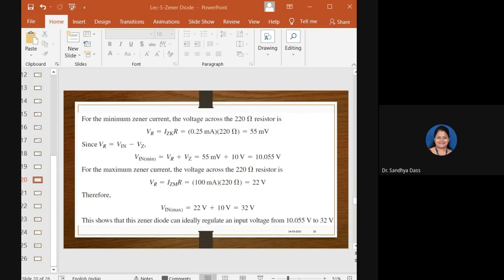Just pause a bit and try to understand. Try to understand the working there, voltage regulation part. If you are able to follow that, we will proceed. Are you with me? You are able to understand that?